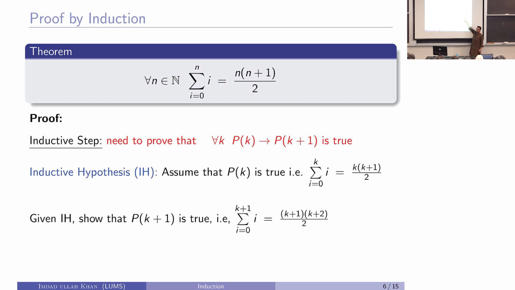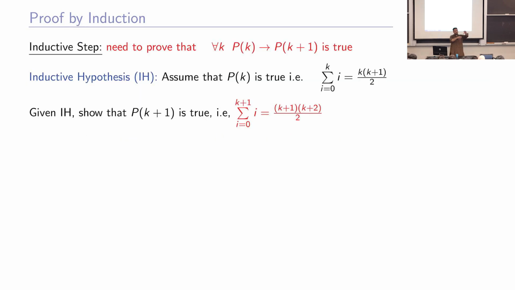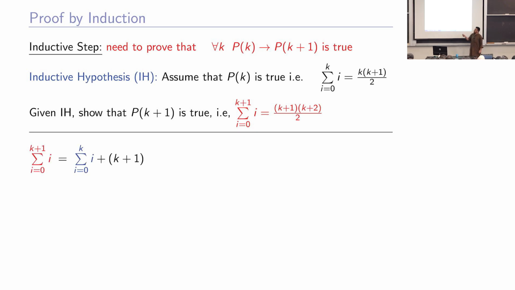And then using the inductive hypothesis, I will prove P of k plus 1, meaning that the sum of i when i goes from 0 to k plus 1 is equal to k plus 1 times k plus 2 divided by 2. So, given the inductive hypothesis, in a world where the first k numbers add up to k into k plus 1 over 2, is it also true that the first k plus 1 numbers add up to k plus 1 into k plus 2 over 2? I am going to prove this.